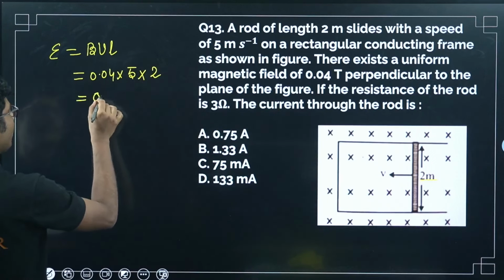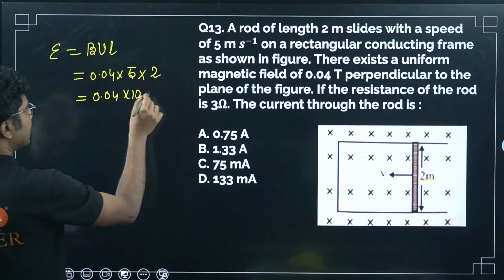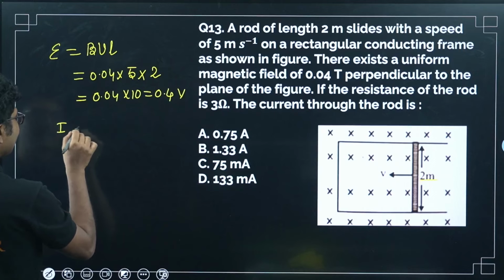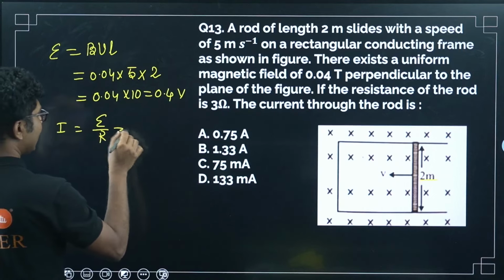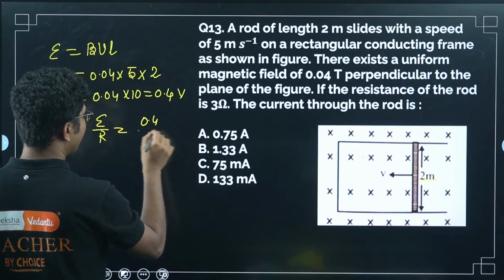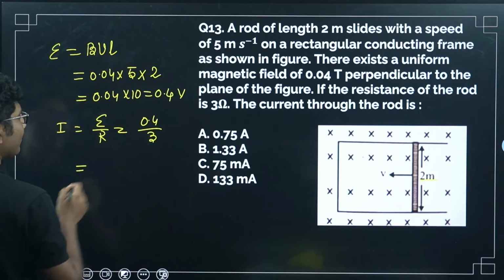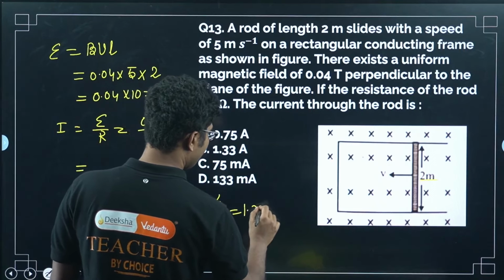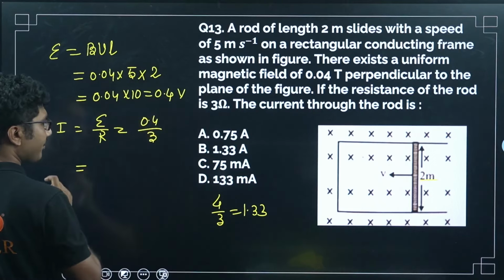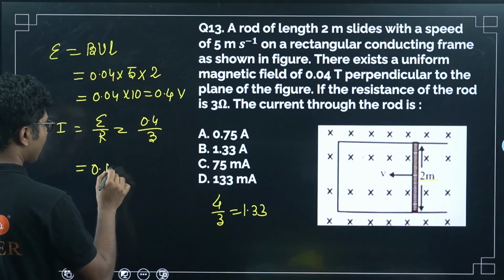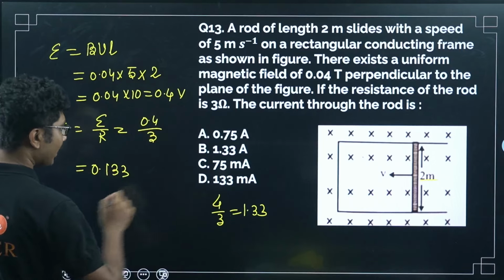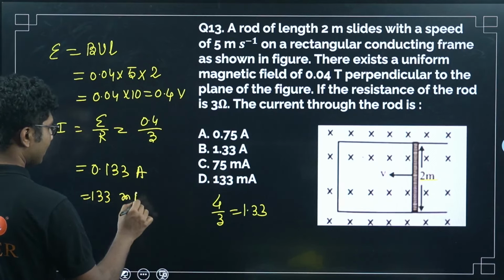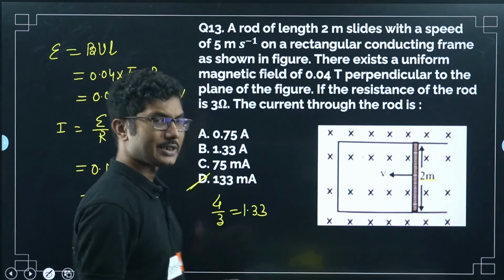So 0.04 times 10, that is 0.4 volts. Okay, this is the induced EMF. Now current is V by R, here epsilon by R, 0.4 divided by 3, right? So 0.4 divided by 3, 4 by 3 is 1.33, if you remember, right? So 0.4 divided by 3 will be 0.133. So it will be 0.133 amperes, or 133 milliamperes. So 133 milliamperes is the correct answer.